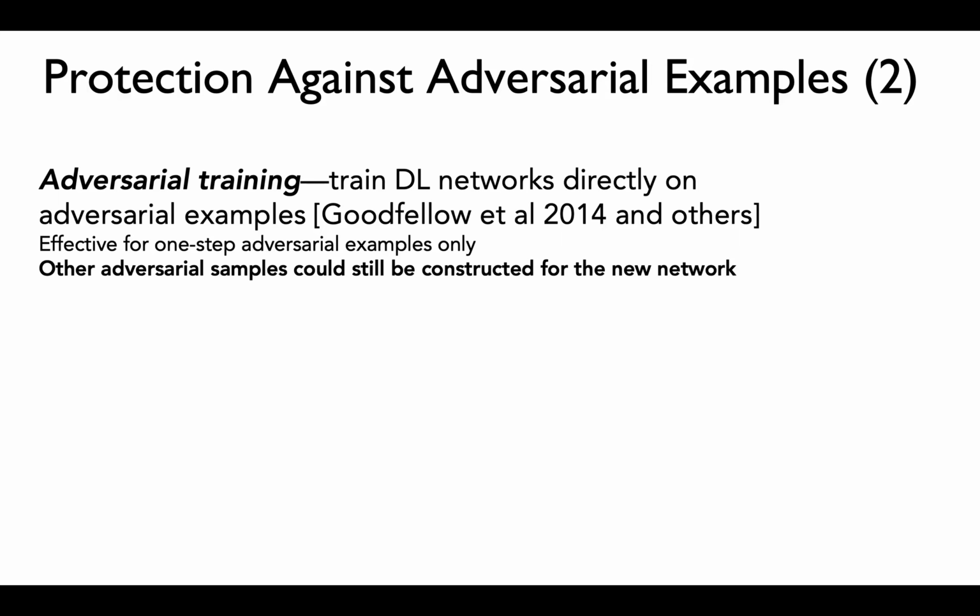But this is said to be not totally satisfactory because this is effective for one-step adversarial examples only, and even an adversary who is intent on defeating the system can create further adversarial examples and still can defeat the defense, but it will be harder. So in other words, an adversary can still create adversarial samples for the new network.